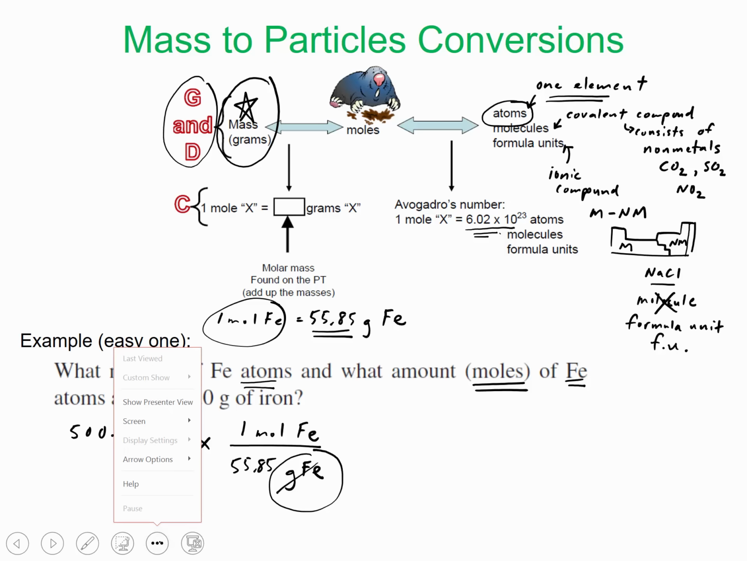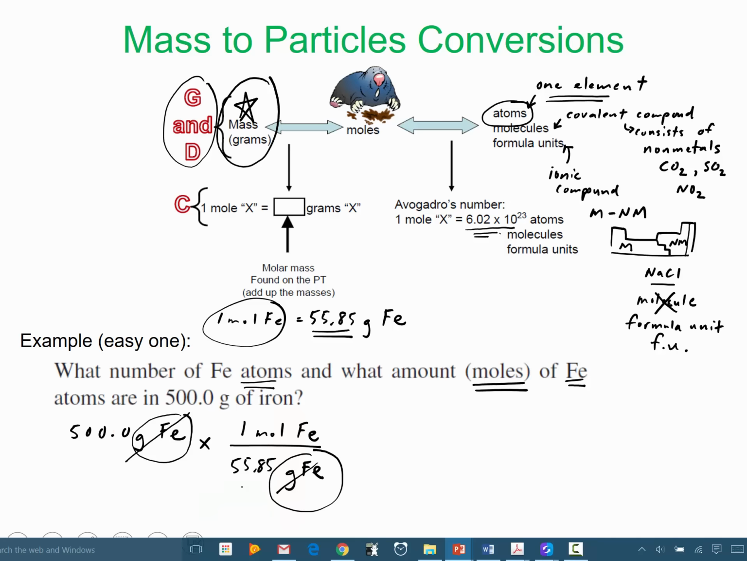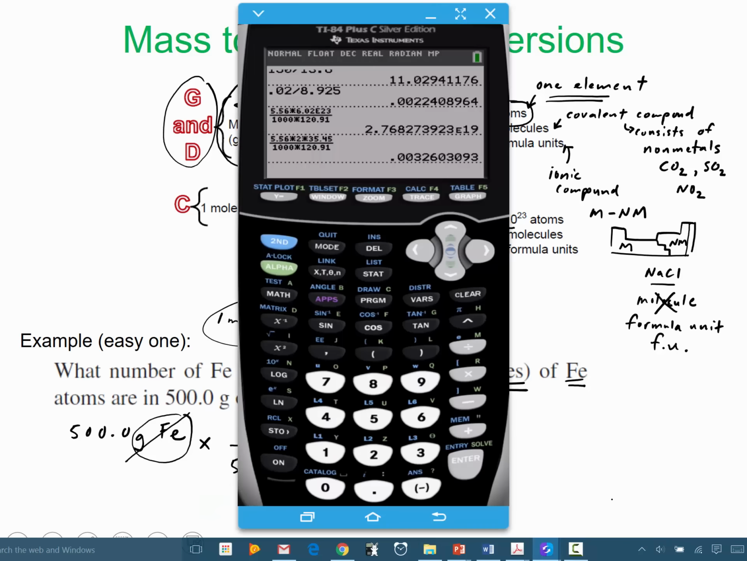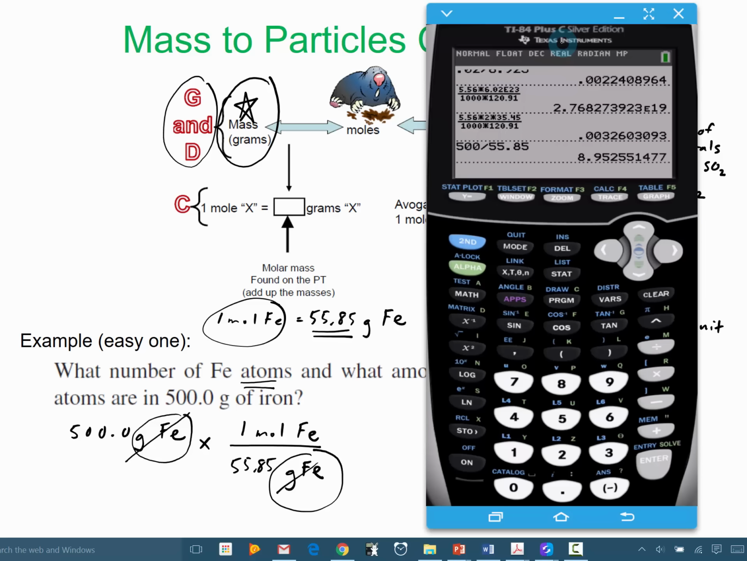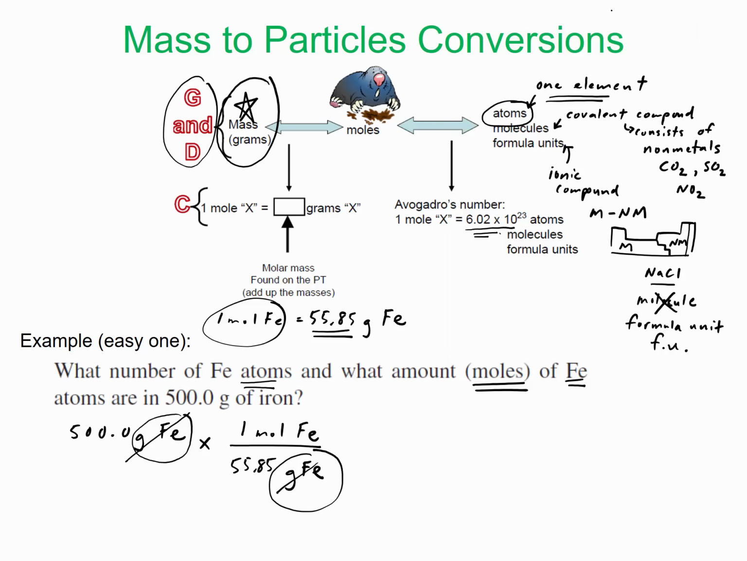Let me see if I can get this to display here. So I'm going to go 500 divided by 55.85, and I get 8. This number has 4 sig figs, and this also has 4. So molar masses are not exact numbers.